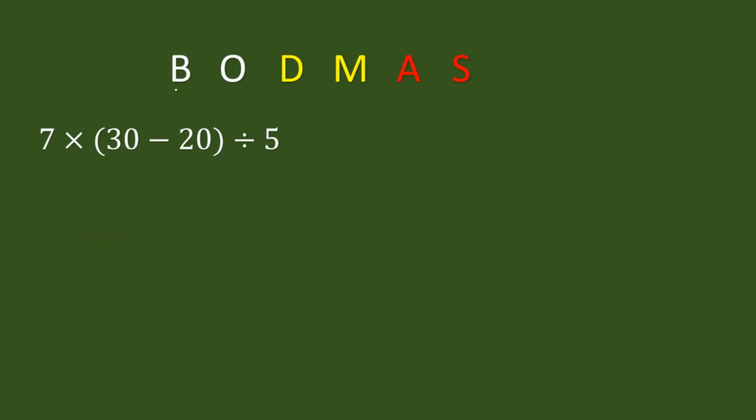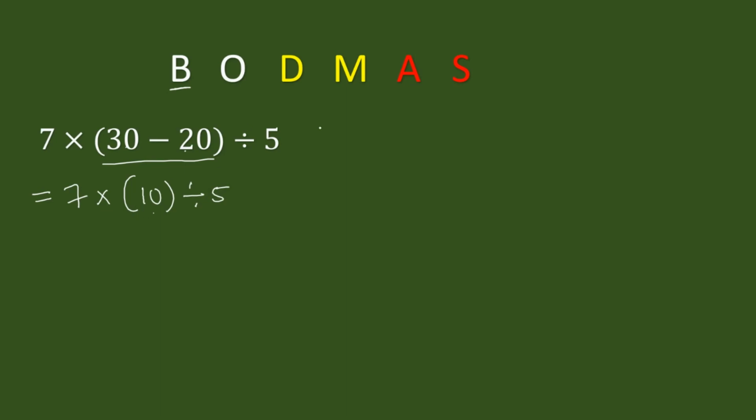Here we have brackets. So we start by simplifying brackets. Everything else remains the same. So it's 7 times, and then 30 minus 20 in the brackets. 30 minus 20, that is 10. Then divided by 5. So the bracket reduces to 10.